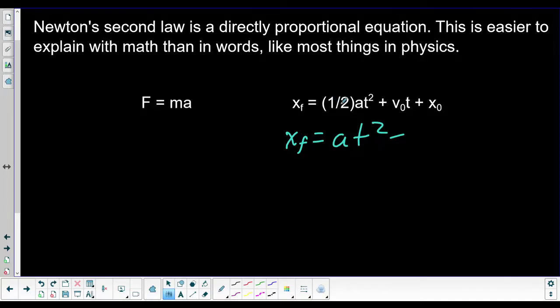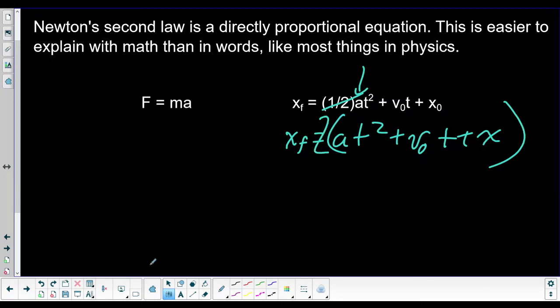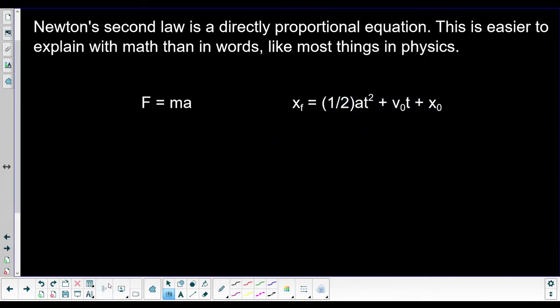So this term got doubled because the 1/2 went away. But these two terms did not get doubled. So doubling acceleration in this equation doesn't have the effect of doubling the whole thing. It just doubles that one term. And now if I say let's double acceleration, how does the new final displacement compare to the original? It's probably bigger, but it's not double, right? And we can't really make any clear assertions about what it is. So, not directly proportional. Okay.